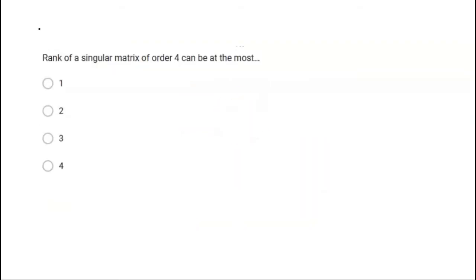Now if you look at this problem, this is a definition based problem. The rank of a singular matrix of order 4. So the matrix A is of order 4. Suppose I say that there is a matrix A and its order is 4, but it is a singular matrix, so it means its determinant is equal to 0, right?